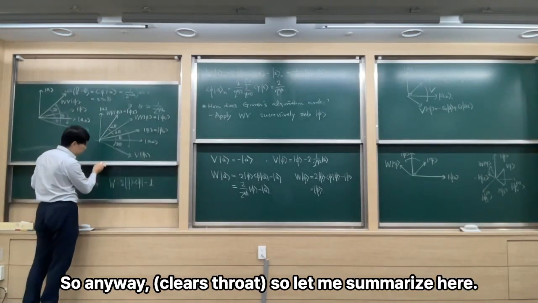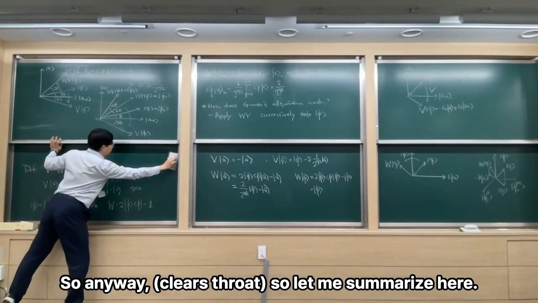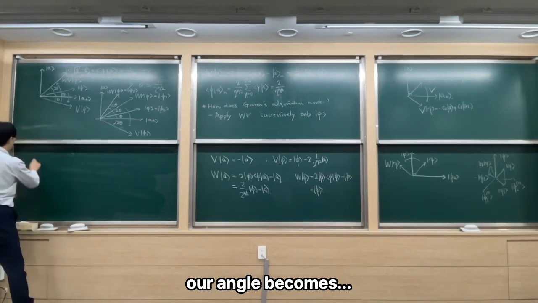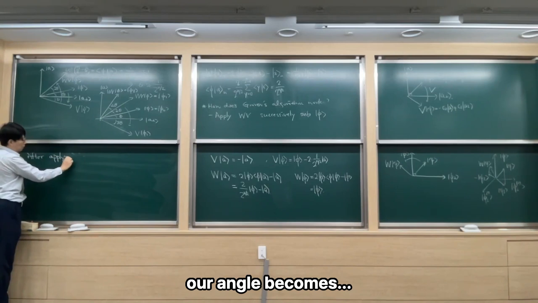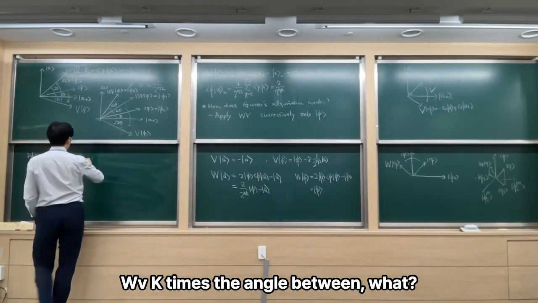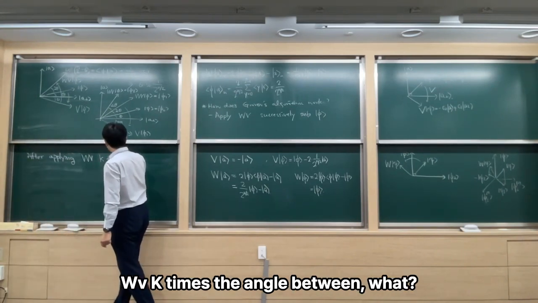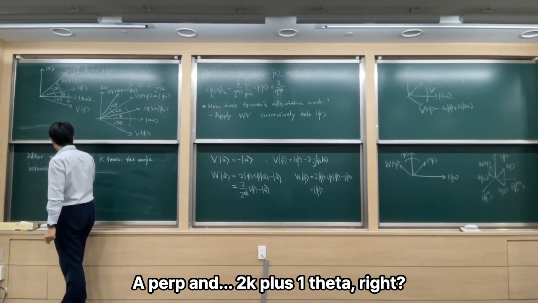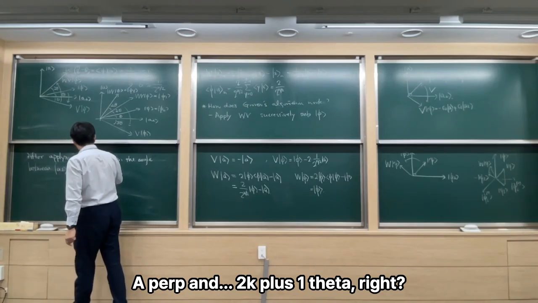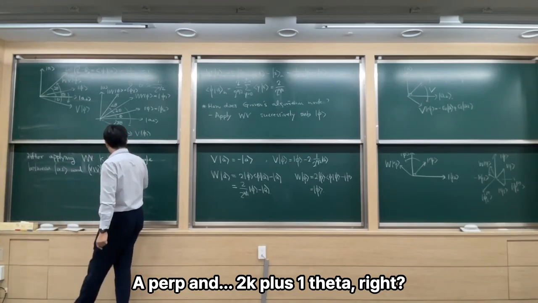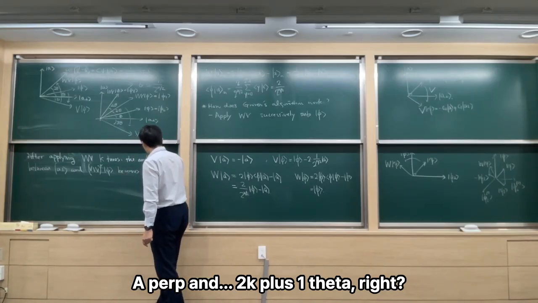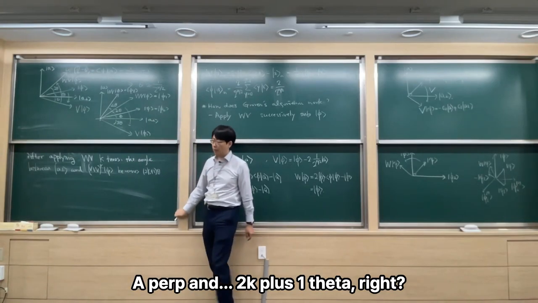So anyway, let me summarize here. After we apply WV k times, the angle between A perp and the state becomes 2k plus 1 zeta, right?